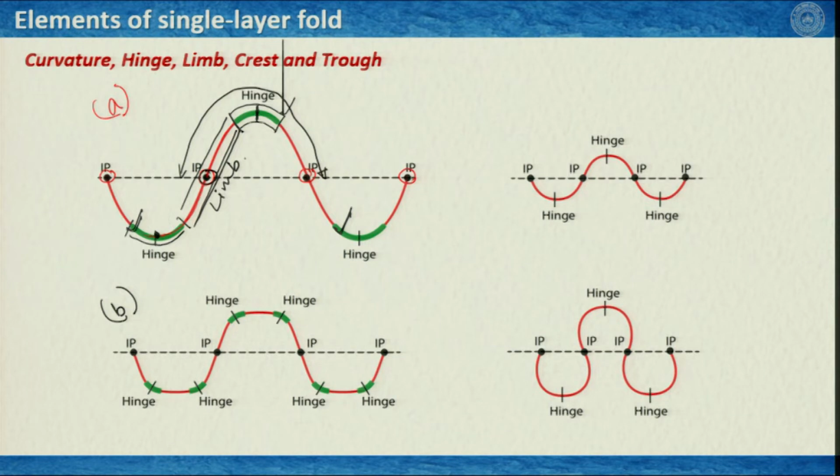What we see here is a very similar feature, but if I consider this particular segment, we see that it has 2 points where the curvature is maximum. So, this particular folded segment has 2 hinge points, this one and this one, and therefore 2 hinge zones as well.